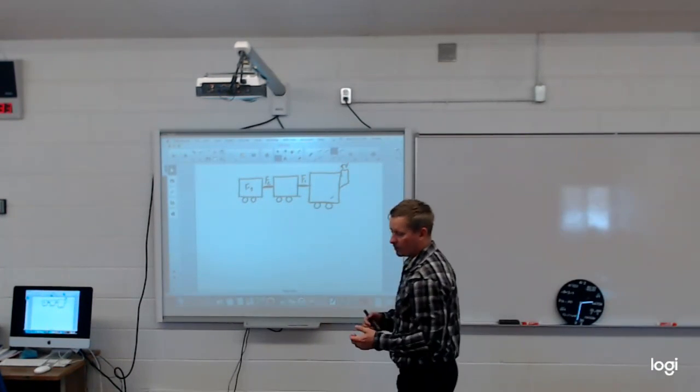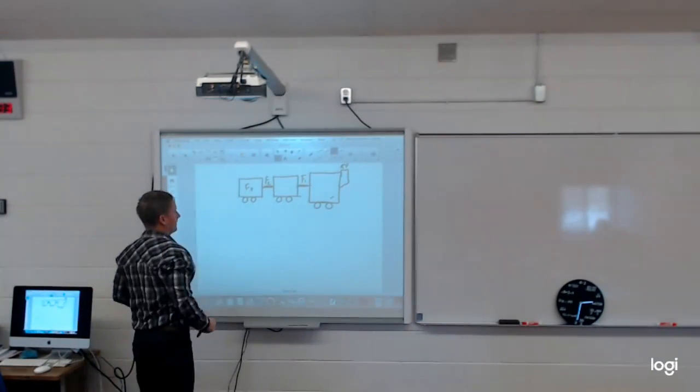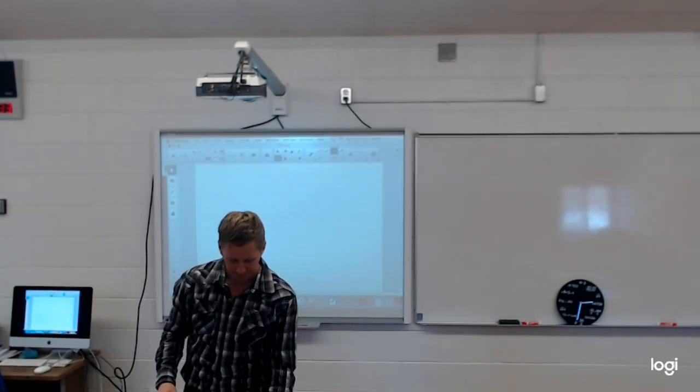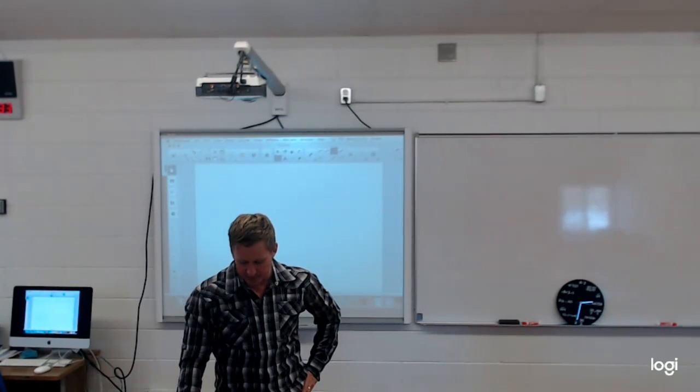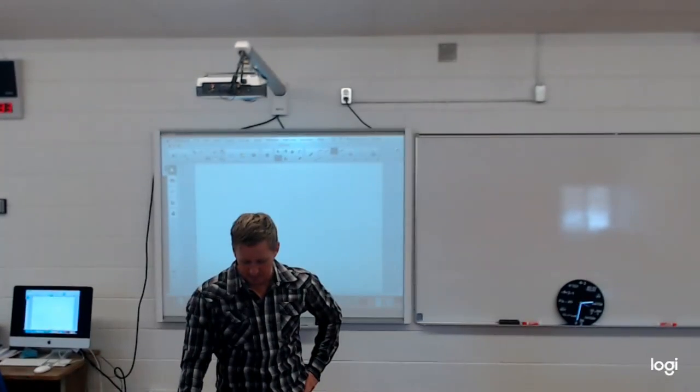Okay? So take a look in the book here, and we'll just look at an example of this. A pull toy consists of 3 carts joined together by 2 short strings and with a longer string.